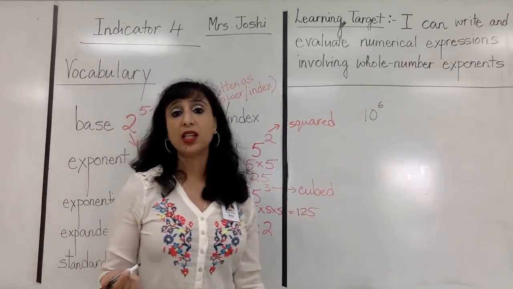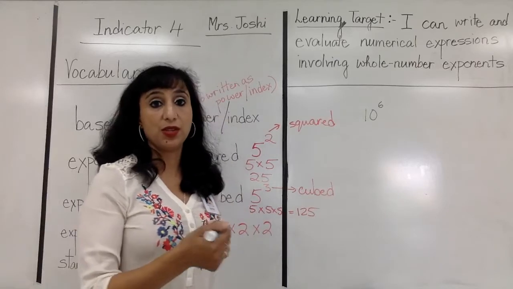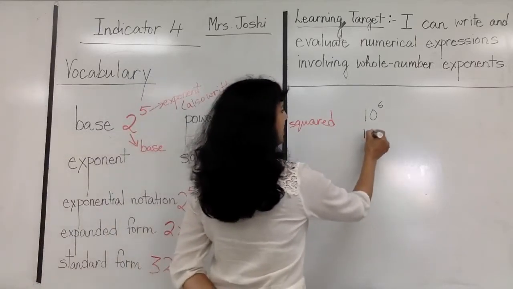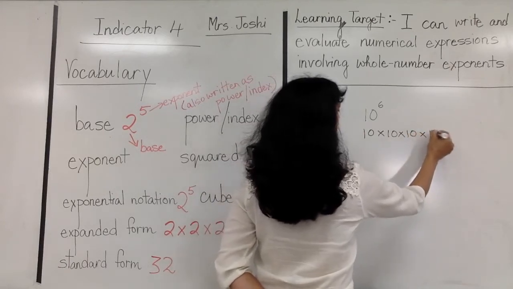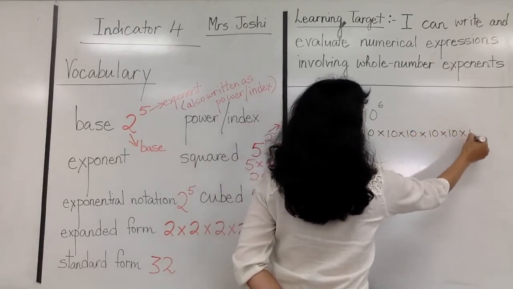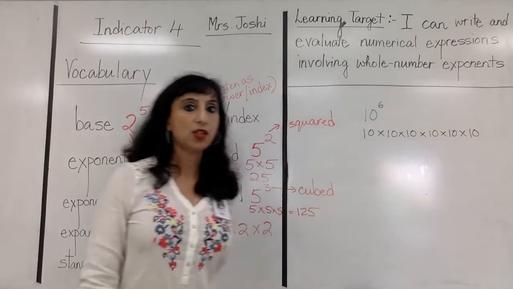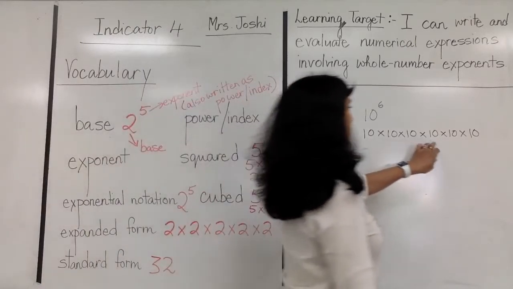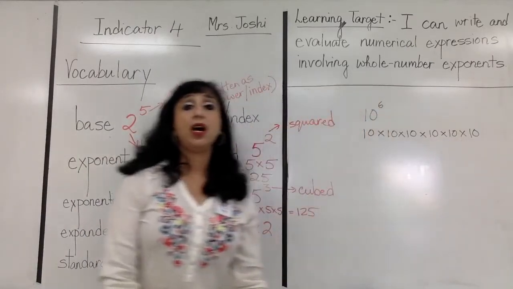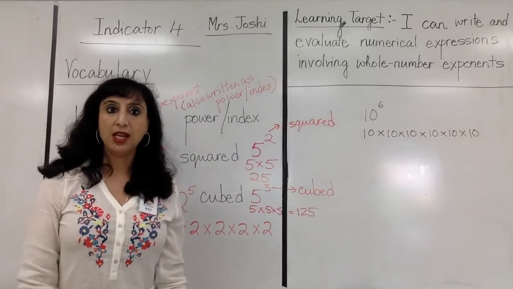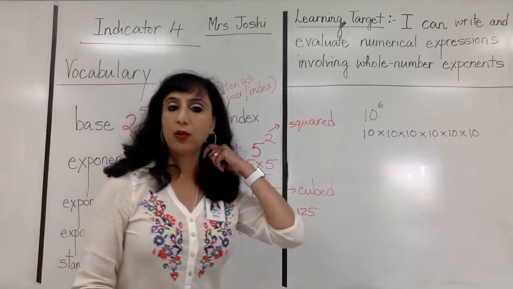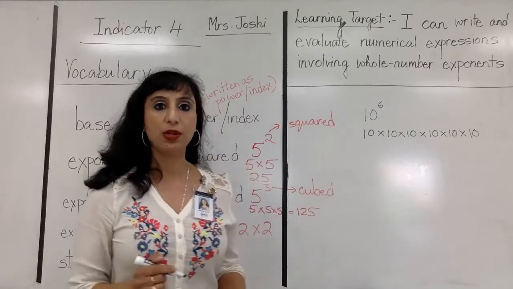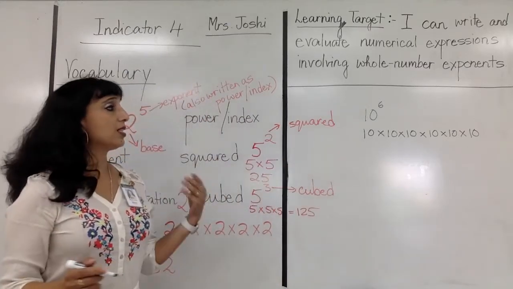Okay, so basically all this means, if I'm doing expanded form in order to solve this one, it's 10 times 10 times 10 times 10 times 10 times 10. So I've written the 10 6 times, 1, 2, 3, 4, 5, 6. So if I was ever converting something, this 10 to the 6th power, 10 to something power, is always used in scientific notation, which we'll talk about later.